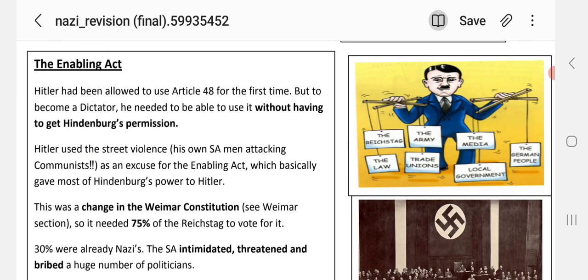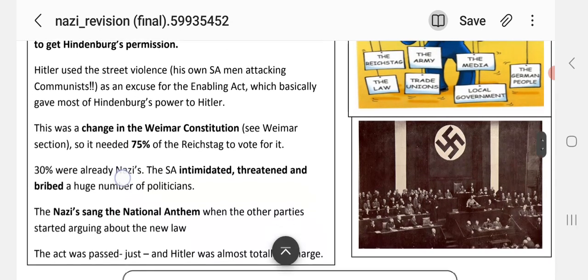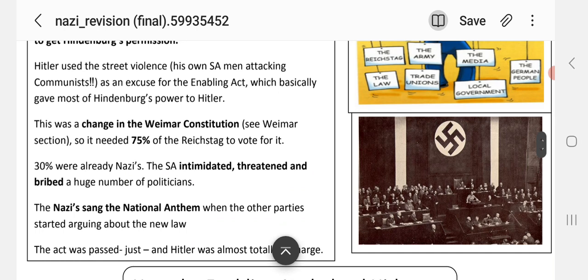The second key event is the Enabling Act. Hitler had been allowed to use Article 48 for the first time, but to become a dictator, he needed to be able to use it without having to get Hindenburg's permission. Hitler used the street violence, his own SA men attacking communists, as an excuse for the Enabling Act, which basically gave most of Hindenburg's power to Hitler.